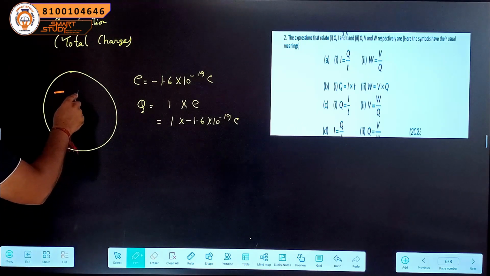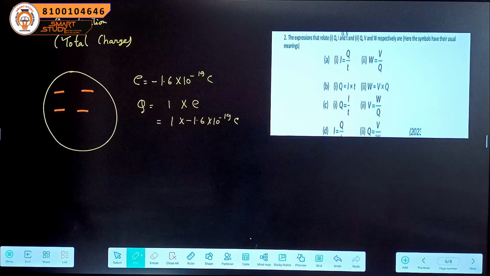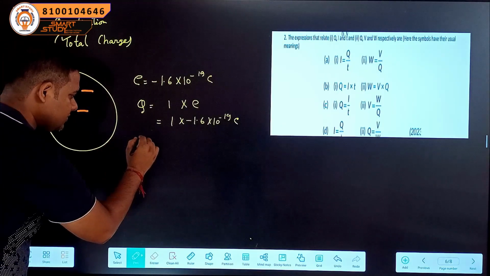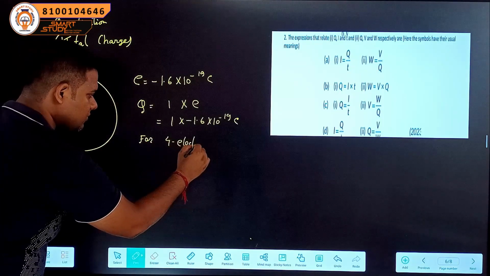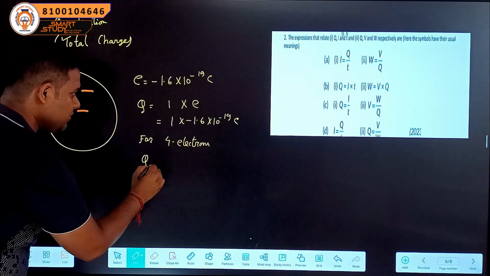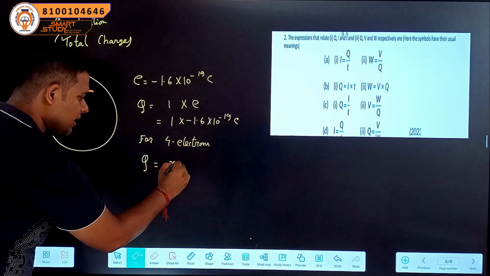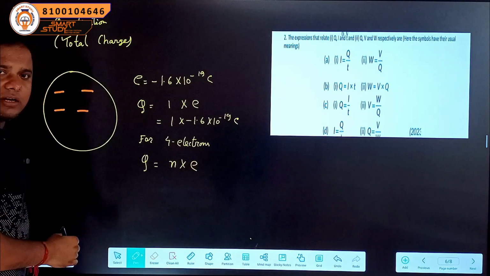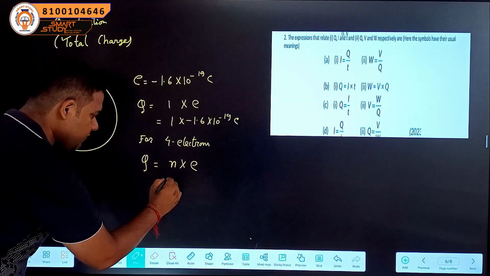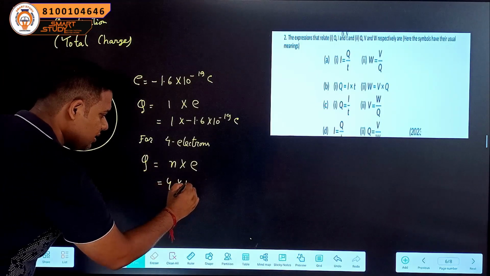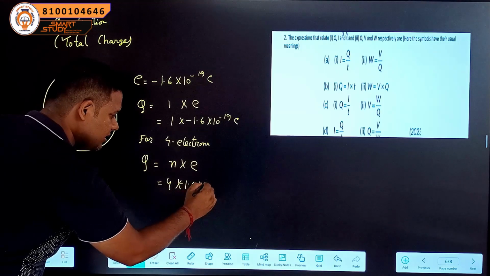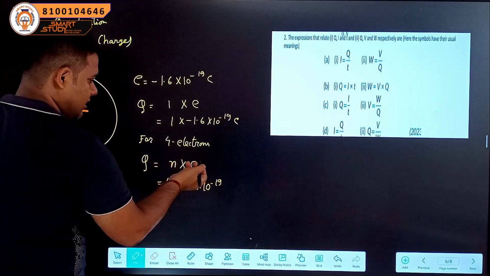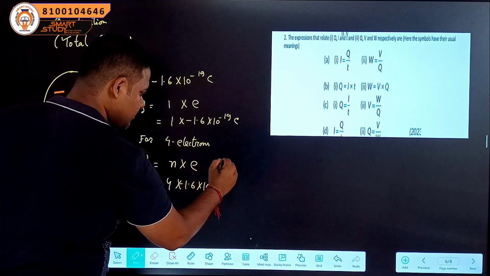Now suppose there are 4 electrons. Then what is the total charge? For 4 electrons, the total charge Q is the number of electrons into the charge of that electron. Here n equal to 4 and E is minus 1.6 into 10 to the power minus 19. The unit is coulomb.